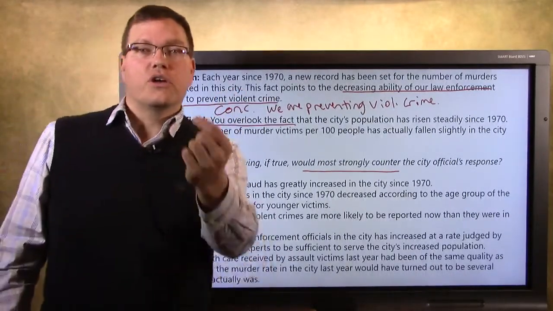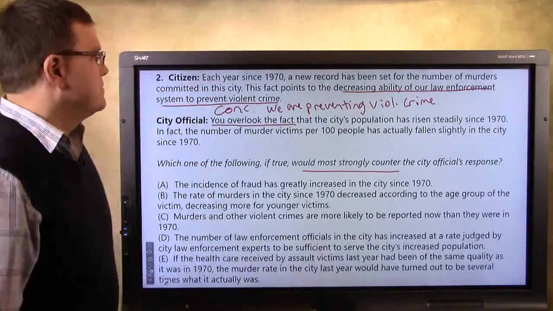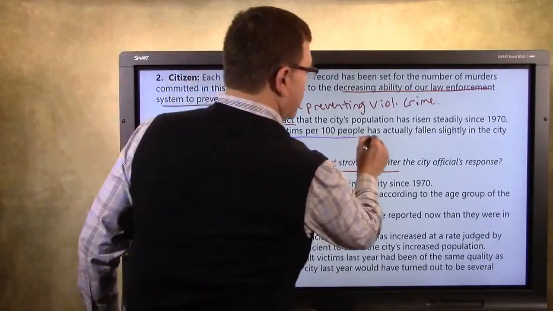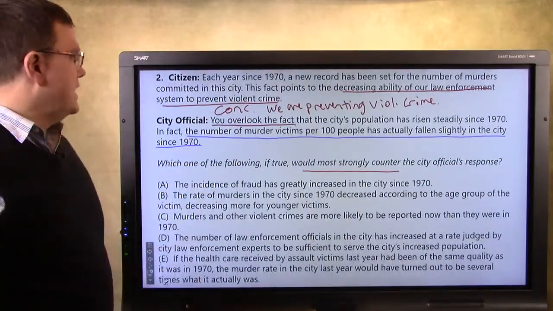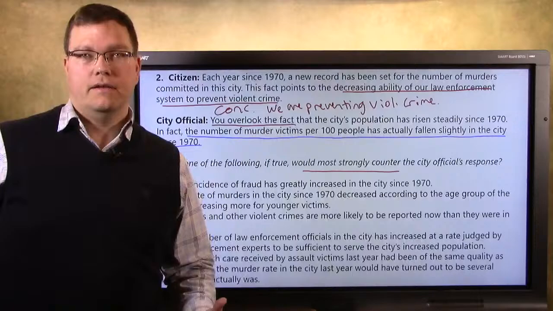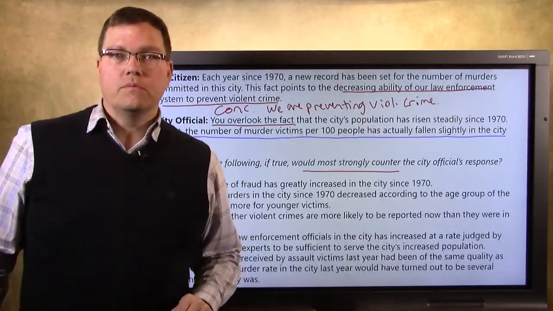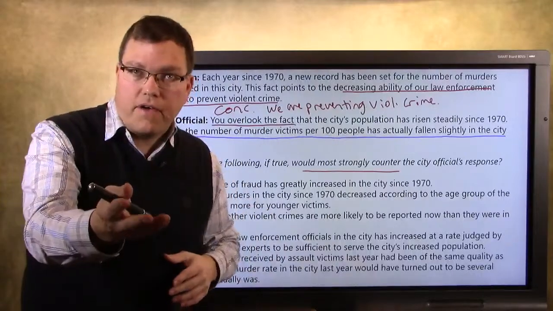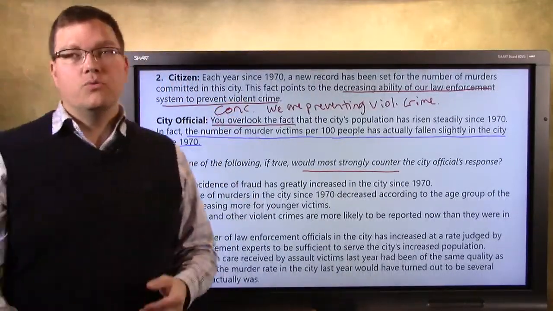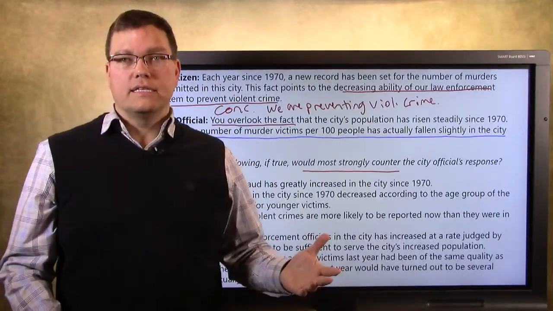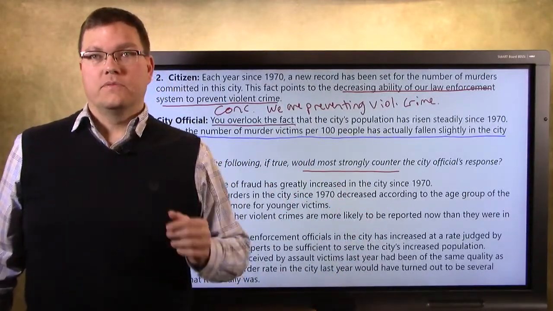It's also the cause. The effect is this. The number of murder victims per 100 people has actually fallen slightly in the city since 1970. So what we're saying is that the number of murder victims per 100 has fallen. That's the effect, that's the evidence, that's observed. And the conclusion, which is their supposed cause, hey, we're preventing violent crime. That's why the murder rate's down, okay?